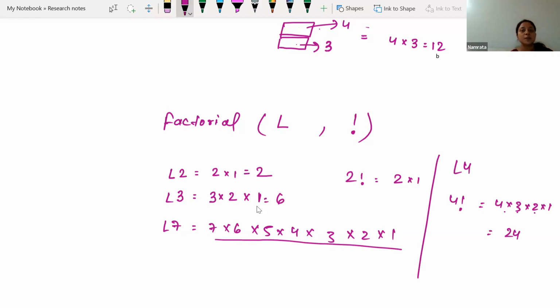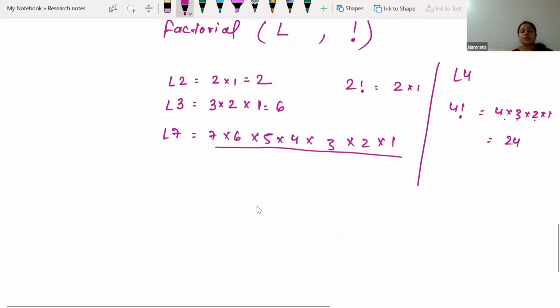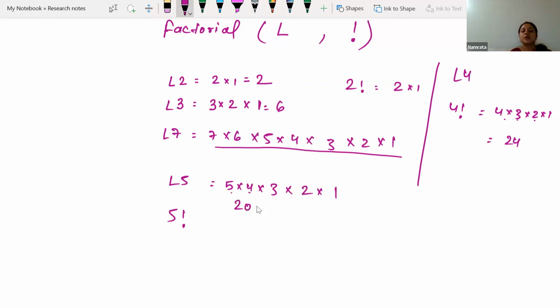Are you getting it, Lina? Yes, ma'am. This is how we do the calculation of factorial. So if I am saying what is the value of factorial 5, we can write it either like this, or if someone is writing like this, please don't get confused. Both are the same thing. So factorial 5 will be 5 into 4 into 3 into 2 into 1. 5, 4 times 20, 3, 2 times 6 into 1. So 120 is the result.